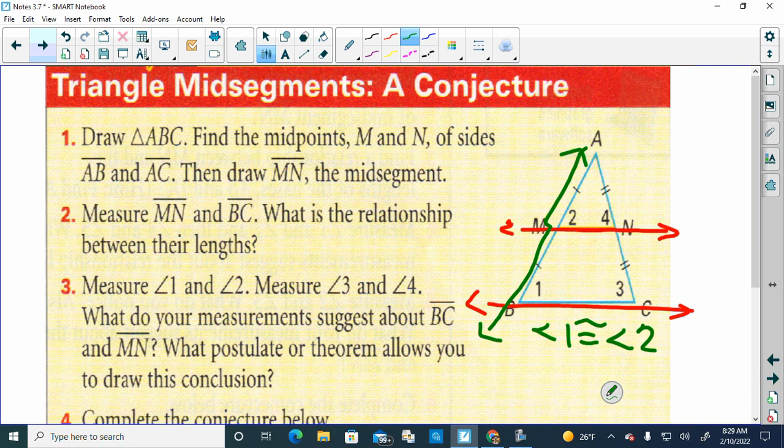Okay, so now we actually have a different transversal on the other side. So what also would be true? Angle 3 and 4. What else? So just next to your drawing, write that.